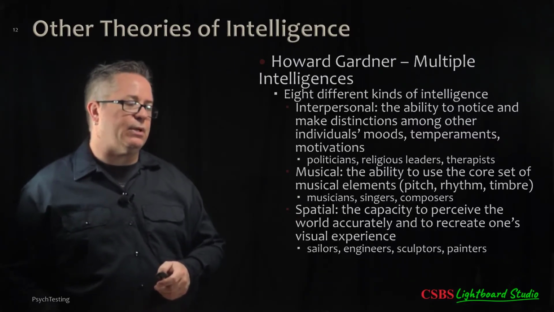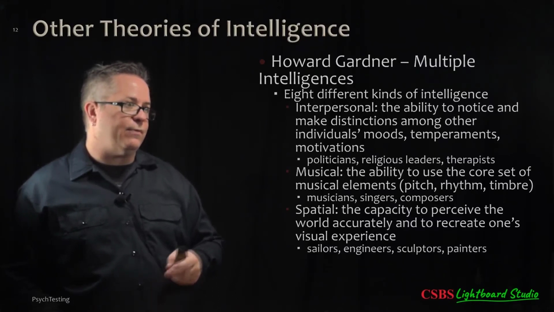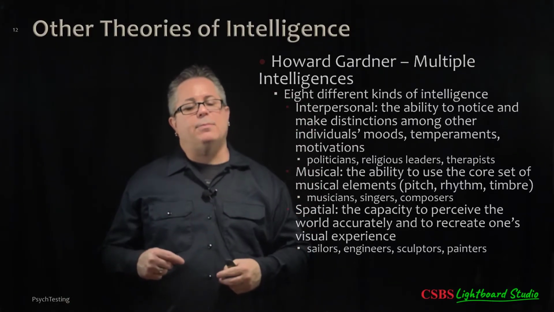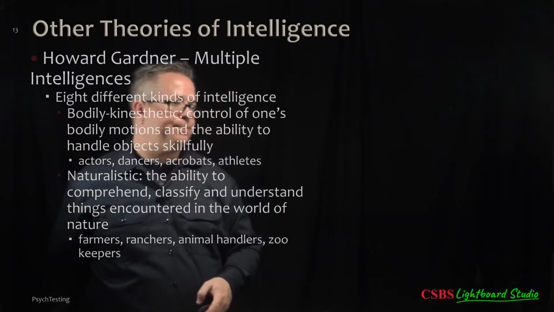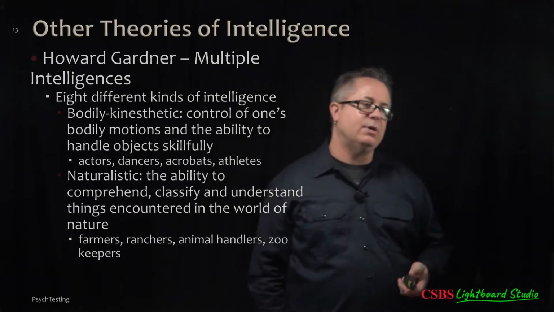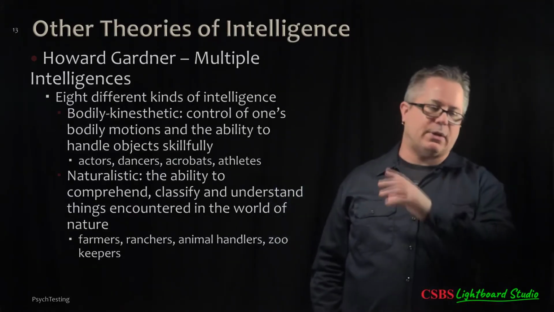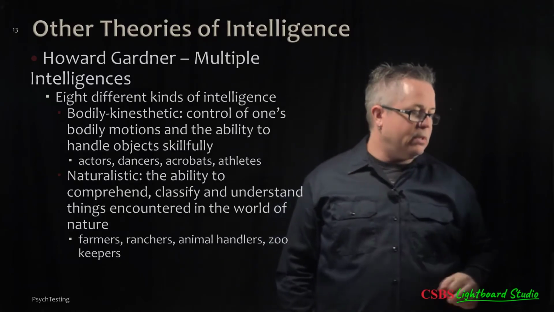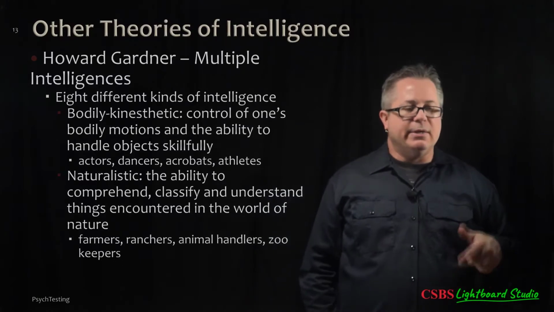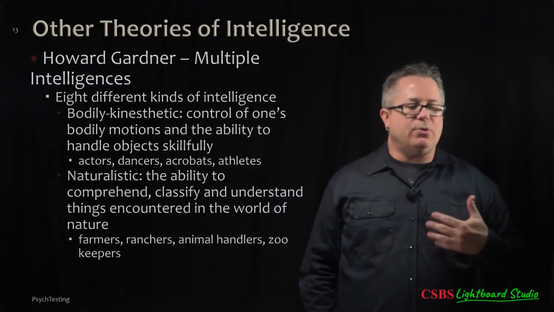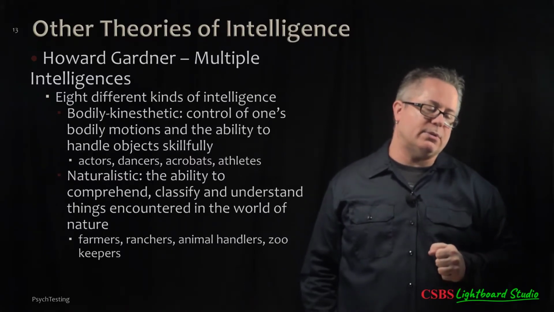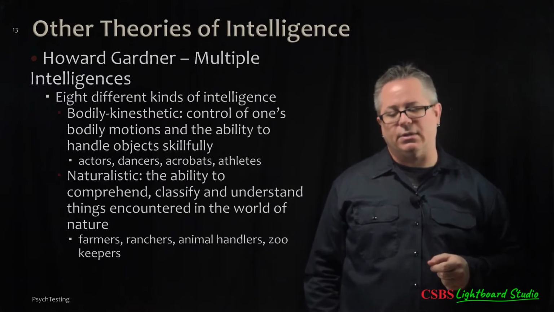If you're someone like an architect, where you have to visually represent large houses or buildings on paper, you'd have to be good at something like spatial intelligence. Then you get bodily kinesthetic intelligence, which is again not something people would have thought of in typical general intelligence. It's the control of one's body motions, the ability to handle objects skillfully. So actors, dancers, acrobats, athletes, these people who are skilled at the kinesthetic components are all going to be high on bodily kinesthetic intelligence.